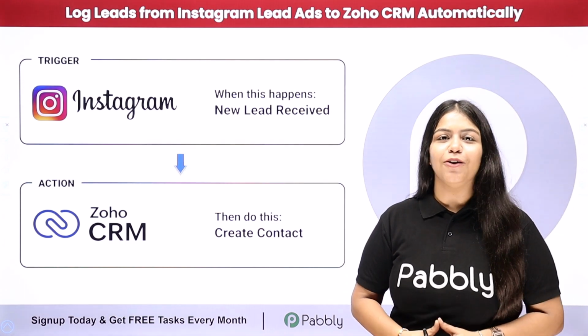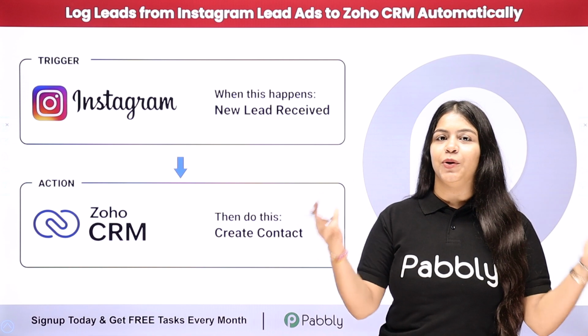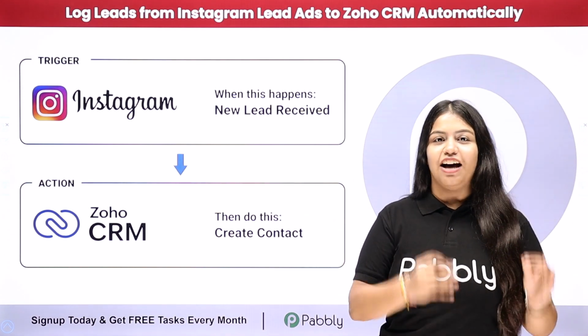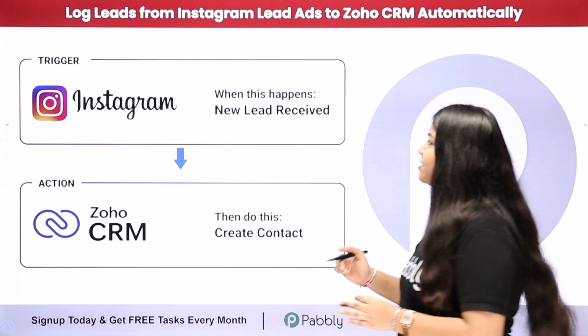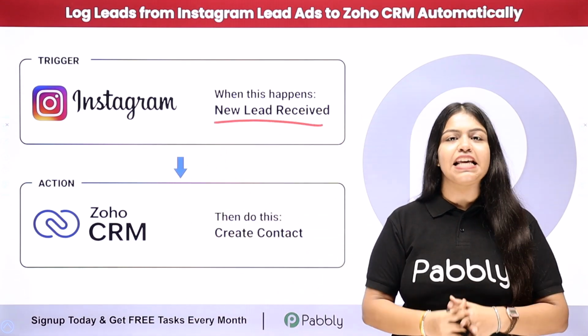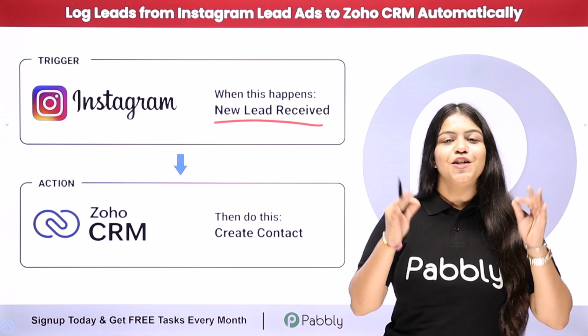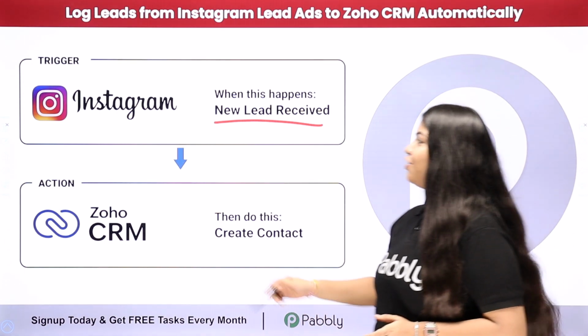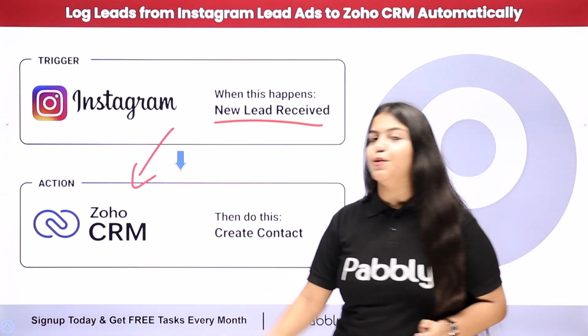So like you, I also use Instagram lead ads to get more leads for my own business. And now what I want is that as soon as I receive a new lead from Instagram lead ads, I want to add the lead details into my Zoho CRM. So to do this, we are simply going to create a connection between Instagram lead ads and Zoho CRM.